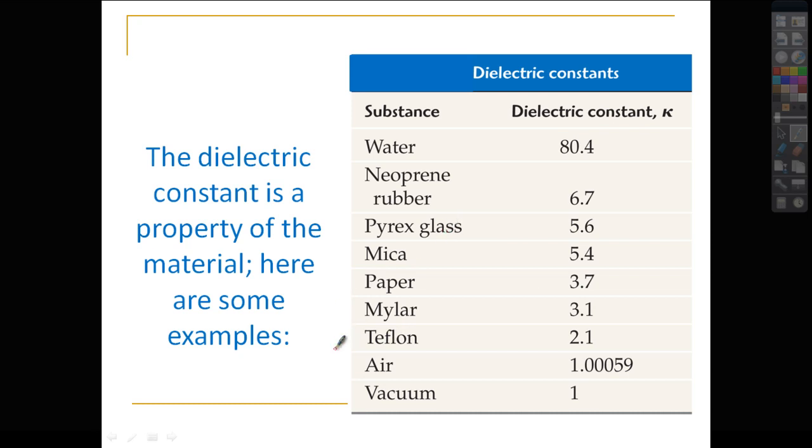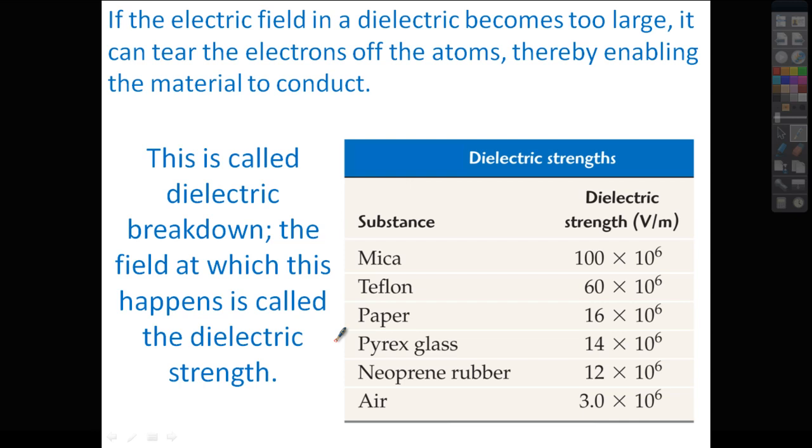Teflon. So if the electric field in a dielectric becomes too large, it can tear the electrons off the atoms, thereby enabling the material to conduct. So this is called dielectric breakdown. So when the dielectric becomes no longer an insulator, no longer dielectric. So the field at which this happens is called the dielectric strength.